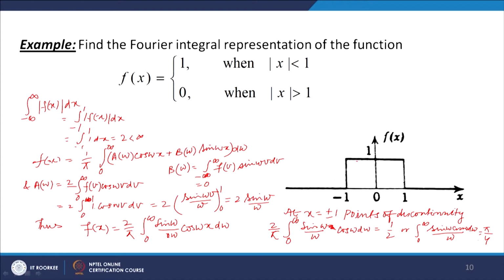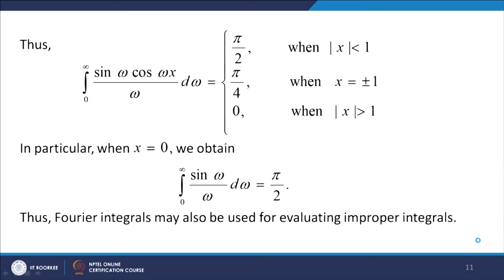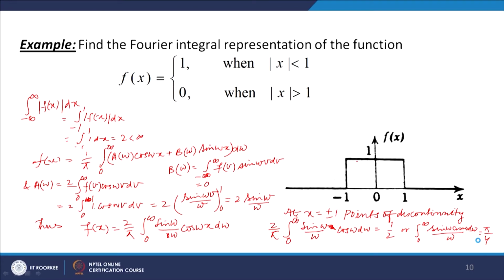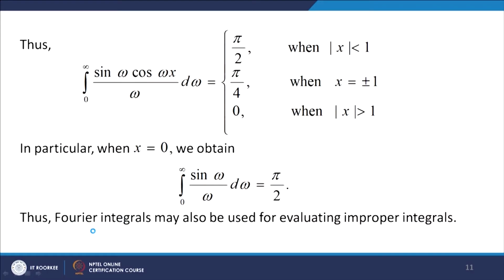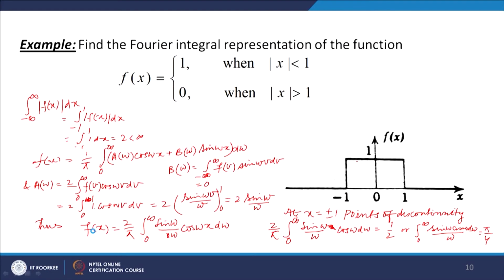So, let us see, the integral from 0 to infinity of sin omega cos omega x over omega d omega is equal to pi by 2 when mod of x is less than 1, because when mod of x is less than 1, f(x) becomes equal to 1. So, the integral from 0 to infinity of sin omega over omega cos omega x d omega is pi by 2, at x equal to plus minus 1 the value is pi by 4, and when mod of x is greater than 1, this f(x) is equal to 0.